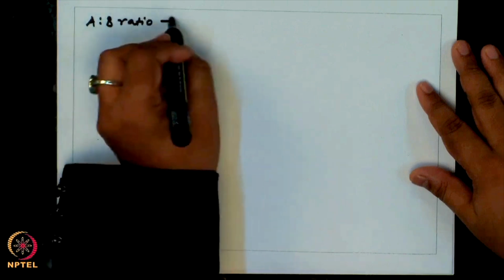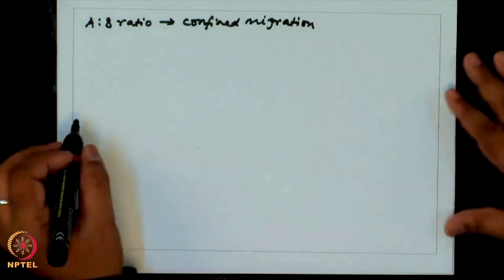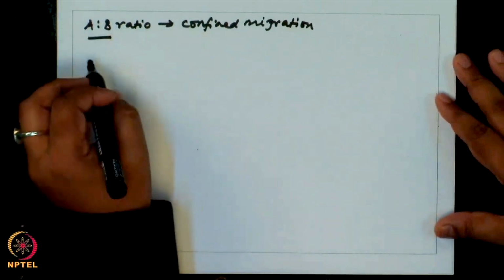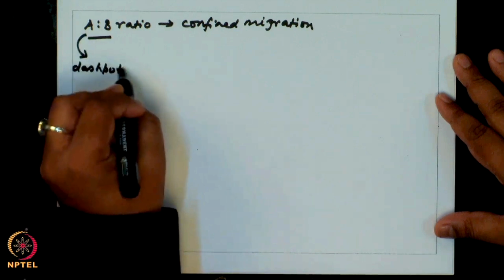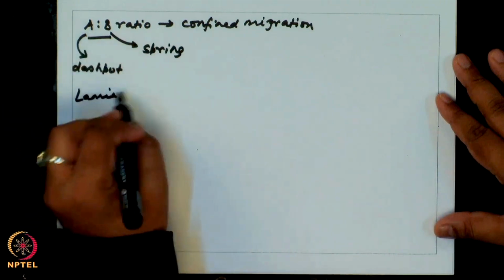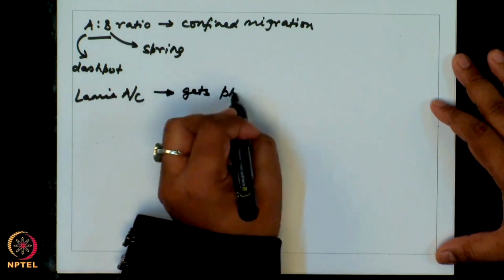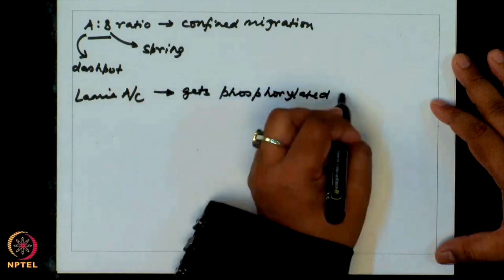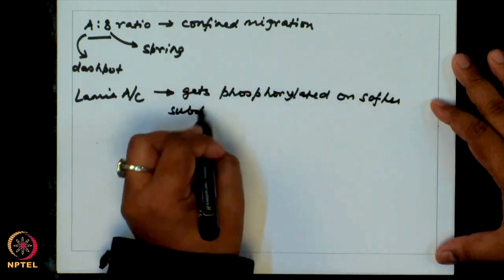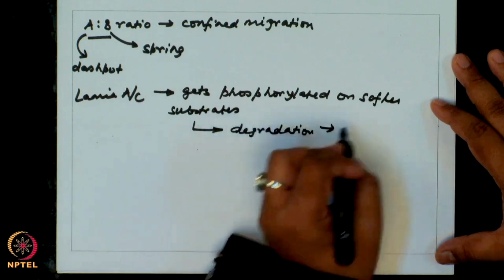I had also discussed the implication of the A to B ratio on motility, or confined migration. Once again, A operates as a dashpot and B operates as a spring. Lamin A, or lamin AC, because it is a splice variant, gets phosphorylated on softer substrates, and this phosphorylation leads to degradation of the protein, making the nucleus soft.